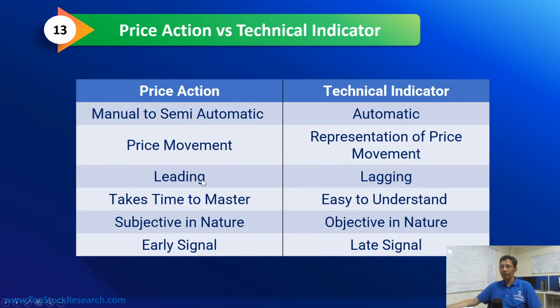So this is the purest and most raw form of analysis. Takes time to master. It is very easy to understand because all that you really care is this is overbought, this is oversold, this is reversal, this is accumulation, or this is distribution. In technical indicator, you'll get there. As I mentioned, subjective versus objective. Early signal directly related to leading. Lagging is a slightly later signal, right? But this is too good.